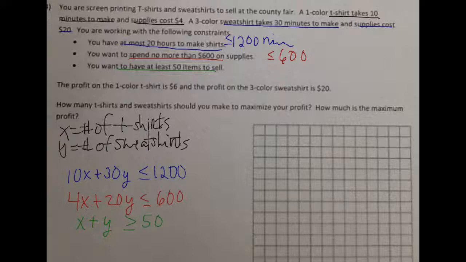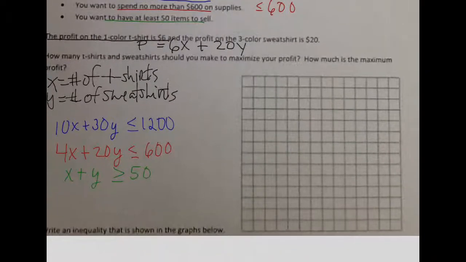Now here in this problem we have a profit objective equation, which is this last sentence here. The profit on a t-shirt is $6, 6 times X. I'm going to make that equal to P because that's my profit equation, plus $20 profit for the sweatshirts. So we want to figure out how many t-shirts and sweatshirts you should make to maximize that profit equation, and what is it?